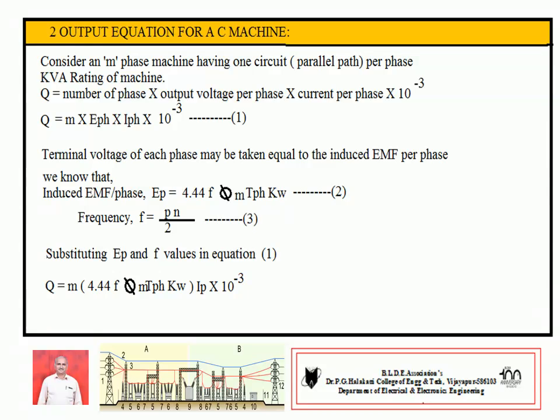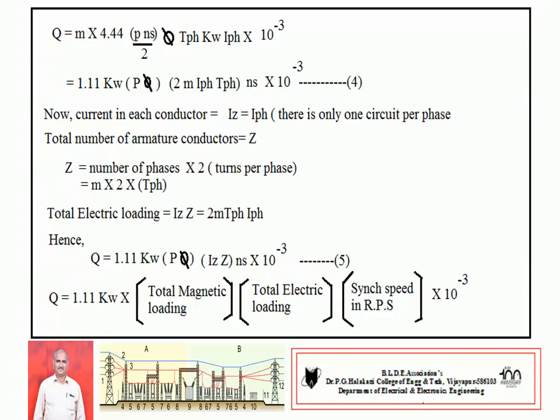In equation 1, Q equals M into 4.44, substituting the f value, f equals P into Ns divided by 2, flux, T phase, K w, I phase into 10 to the power of minus 3. You rearrange the expressions because I want to put them in the same fashion of total magnetic loading and total electric loading. P phi you accumulate on one side, and second, 2 times M I phase T phase, you make a group.